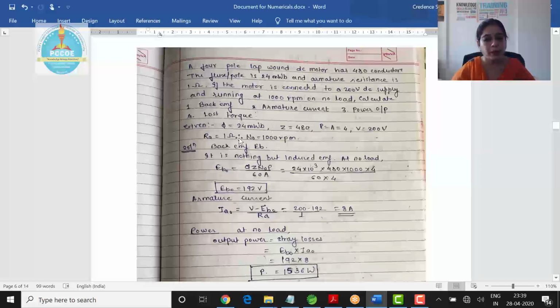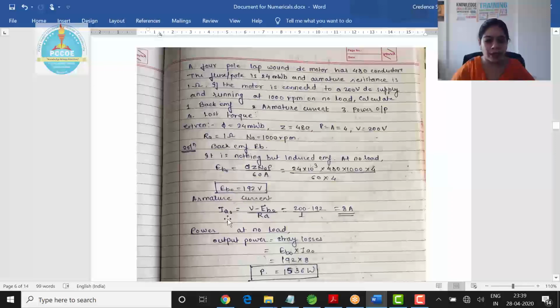So given is the flux, Z, P is equal to A is equal to 4, V is equal to 200 volt, RA is given and N0 is the 1000 rpm. Solution, first we need the back EMF. It is nothing but induced EMF at no load. So for the no load I use the suffix 0. EB0 is equal to phi Z N0 P upon 60A, where N0 is the no load speed. So by putting the given data here, I will get the no load back EMF as 192 volt.